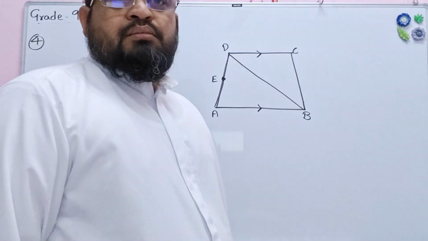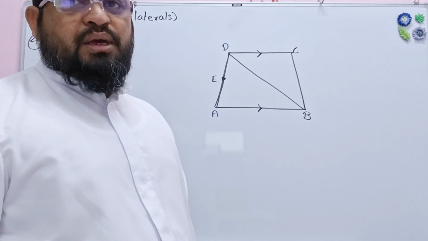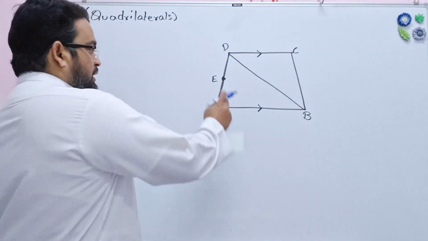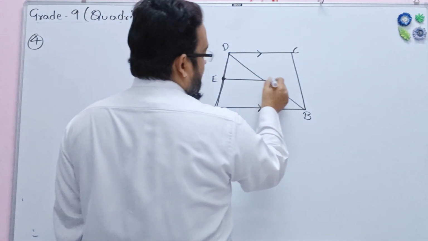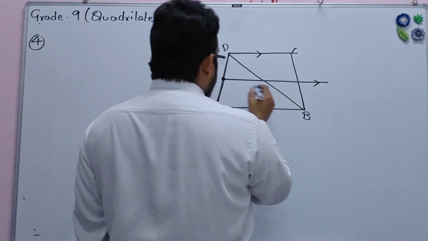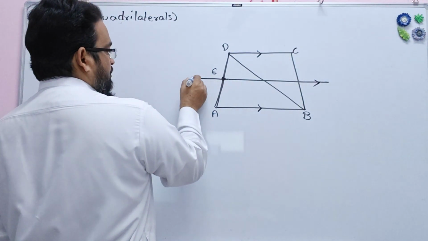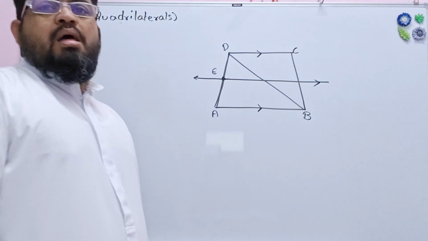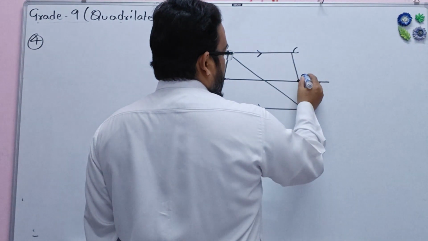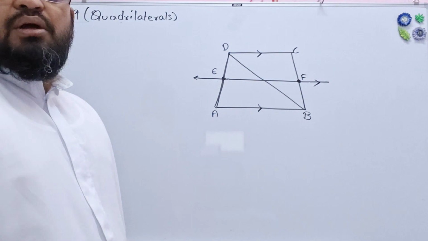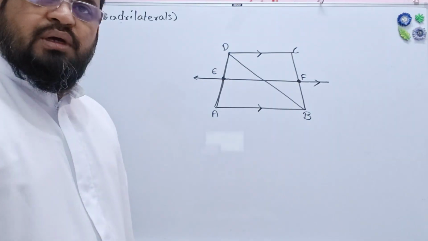A line is drawn through E parallel to AB. Let me draw a line parallel to AB. It is drawn parallel to AB, intersecting BC at F. Now show that F is the midpoint of BC.